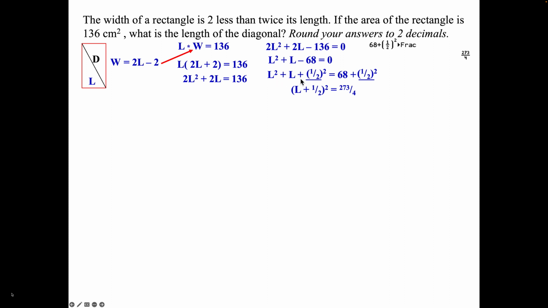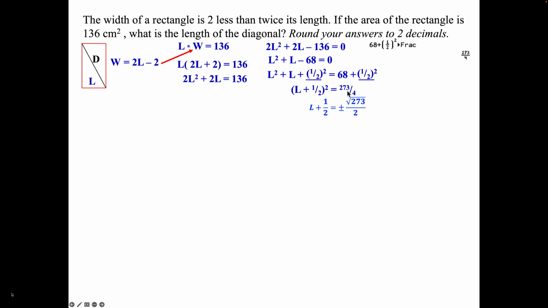Now this is what we consider a perfect square trinomial, where the first term and the last term are perfect squares. And if you take 1/2 plus 1/2, that gets you that middle term right here. So this factors to two binomials, L plus 1/2, L plus 1/2. But since they're both exactly the same, we're going to write it as one binomial squared. From here, we're going to take the square root of both sides. So that makes this 2 disappear as a power. This becomes plus or minus.